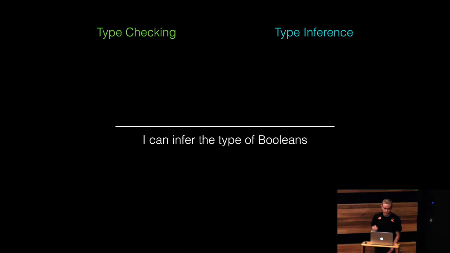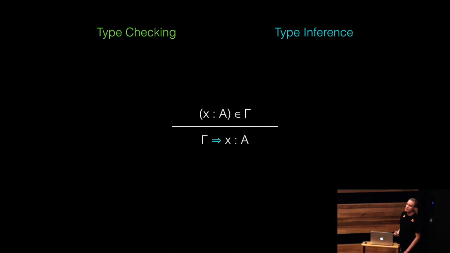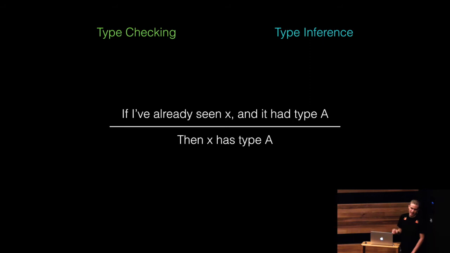This next rule is fairly obvious, but it doesn't look like that from the notation. So let's turn it into English. If we've already seen that a variable x has type A at some point in time, we've stored that in our context, then x has type A. X cannot change types on us. There's no way for that to happen. And so the inference rule for variables is literally, have I seen this before? That easy.